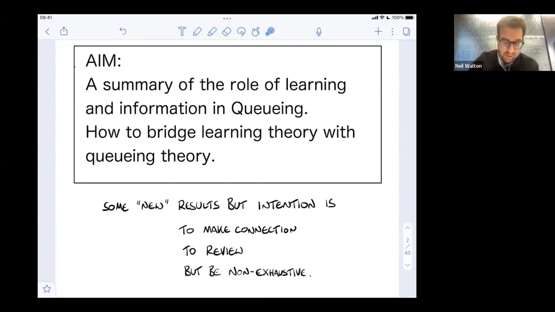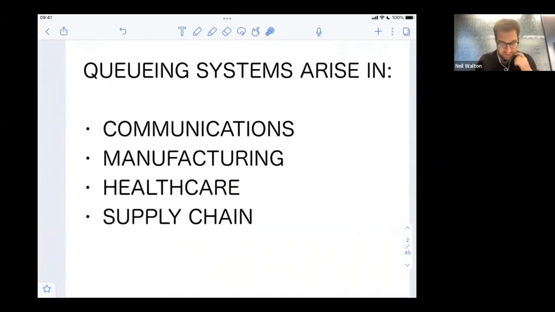And the point is to talk a little bit about bridges between, say, learning theory and queuing theory. There's some new results, but the intention here is just to make a few connections between different areas, to do some reviewing, but not be completely exhaustive of the whole area, because there's lots of different connections one could make. Okay. And this is originally an hour-long talk, so I'm going to skip a few slides as we go along, just to make sure on top of things.